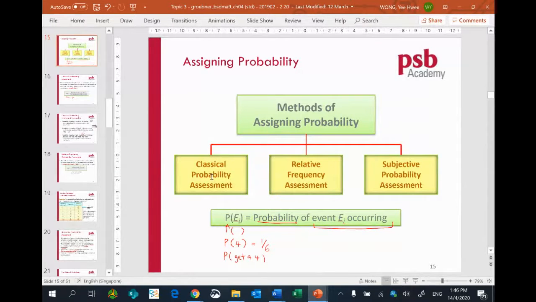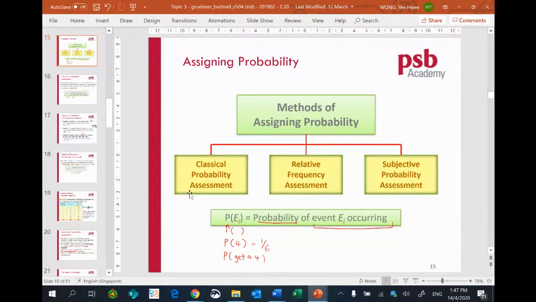You don't need to run an experiment to find out, okay, I think it's 1/2. No need. You know very well there are two sides, so every side has an equal chance: one of the two of getting a head and one of the two of getting a tail. So this is called classical probability assessment.